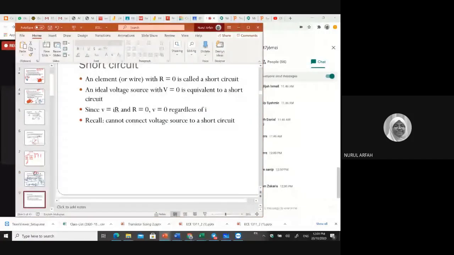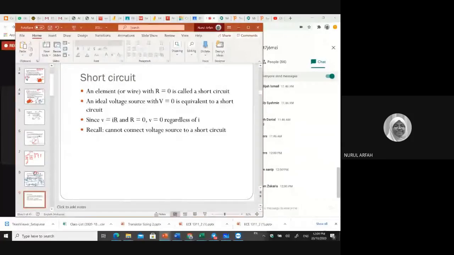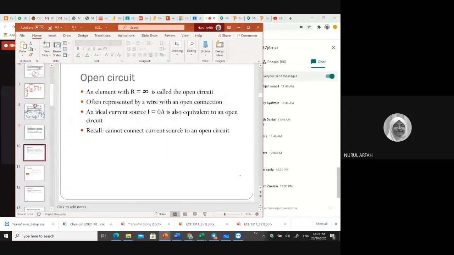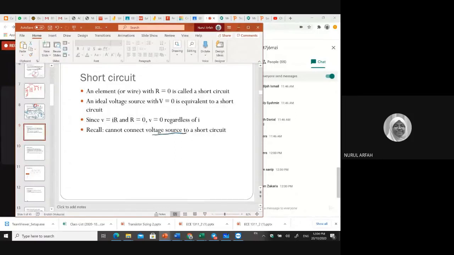The short circuit. When you have R equal to 0, then you will have a short circuit. But recall, you cannot connect a voltage source to a short circuit because you're going to drain out your voltage source. Or maybe this is a battery, then you're going to drain it out. If, let's say, you have a capacitor, and a capacitor always charges something, right? Like V of something. This is just your own knowledge.